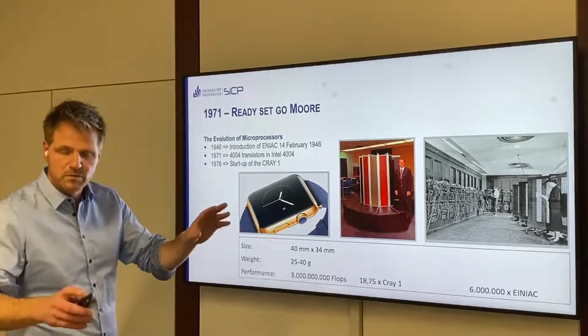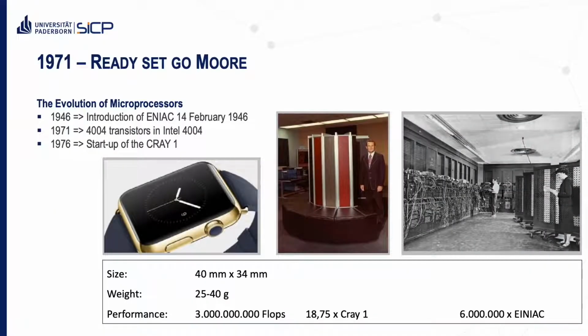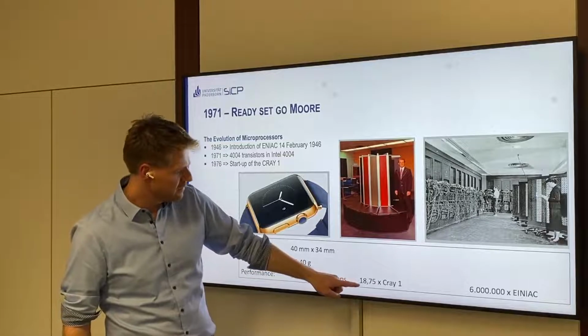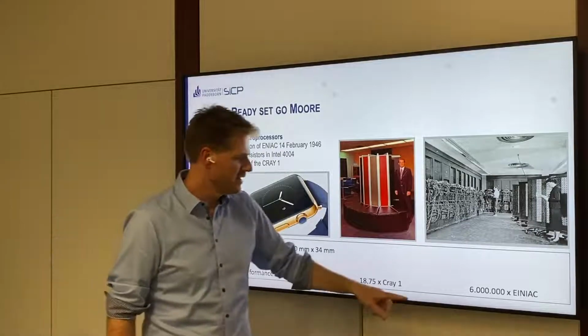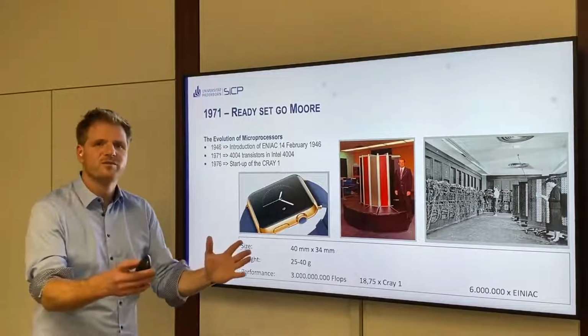Compare this to something some of you might have on your hand, to tell the time, or to look at your blood pressure and oxygen, of size 40 times 34 millimeters, 25 up to 40 grams, and a performance of 3,000 million flops. If we compare this to the Cray, you are wearing on your hand 18.75 times a Cray, quite heavy, and 6 million ENIACs. So it becomes very, very dense.